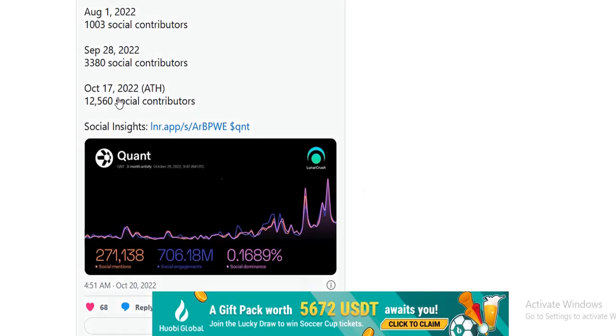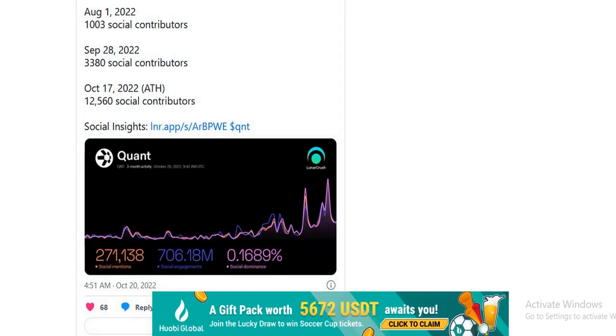The last time we saw coins do something like this, we saw very huge runs. This was what made BNB go from $10 to about $600. This was what made Solana move from about $15 to about $220. And so probably we could see Quant go to higher levels of about $500 and $1,000.